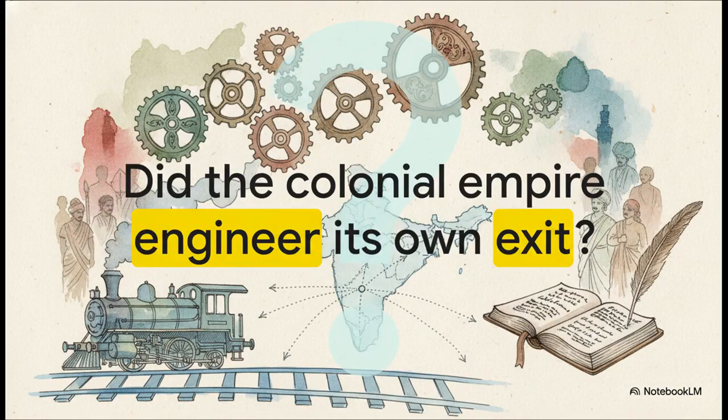So what does this all mean for us today? Well, all of this history leaves us with a truly fascinating conclusion to ponder. Did the colonial empire actually engineer its own exit by forging the very tools of its unified resistance? I mean, by building the railways, introducing English, and pushing Western education, the British Empire inadvertently handed a diverse, fractured subcontinent exactly what it needed to become one unified nation. It's a profound lesson in the unintended consequences of history.